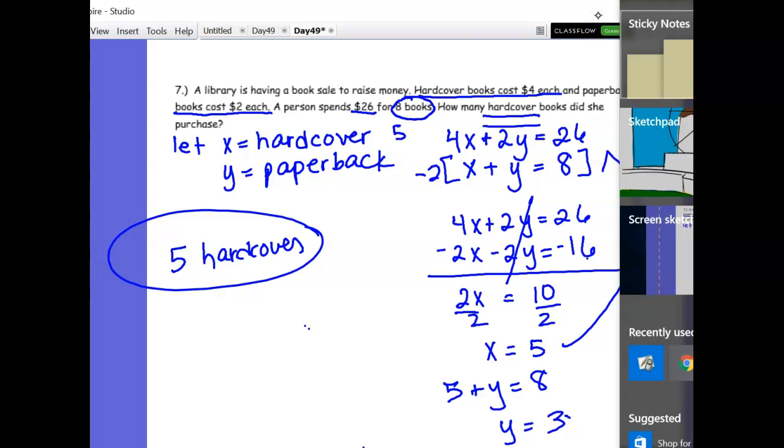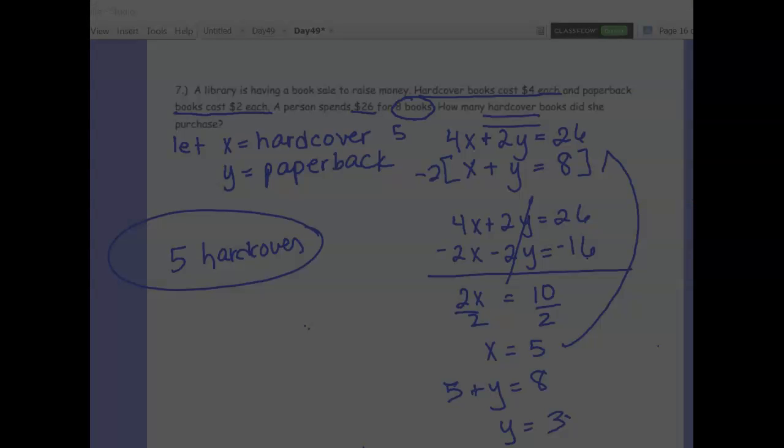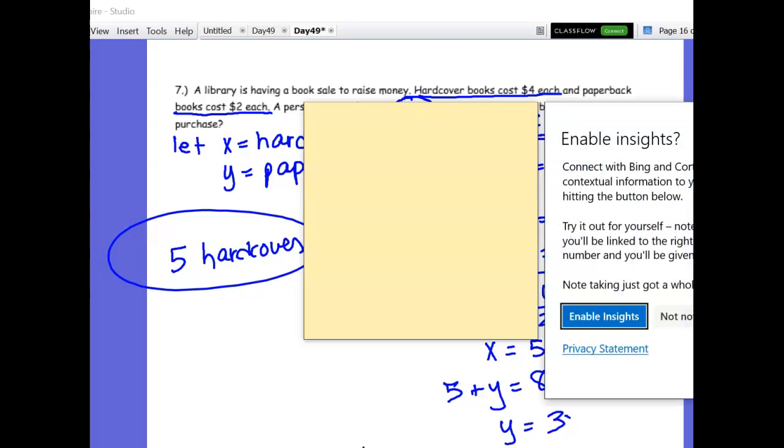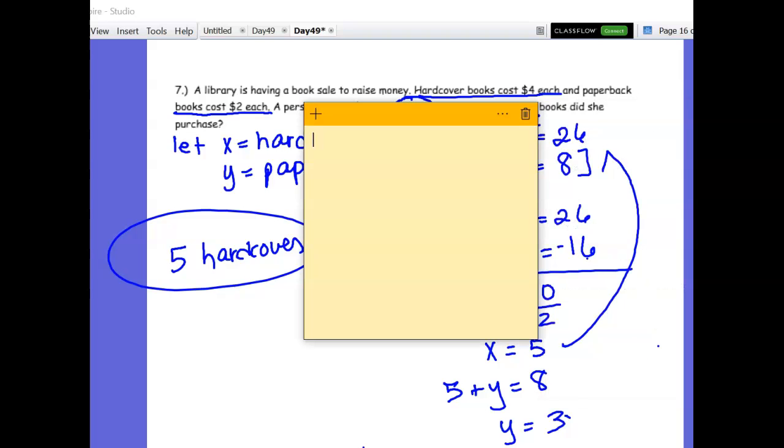All right, so moving on to the next one. Let's get this out of here. Oops, close that out. I don't know what that's from. Get rid of that.